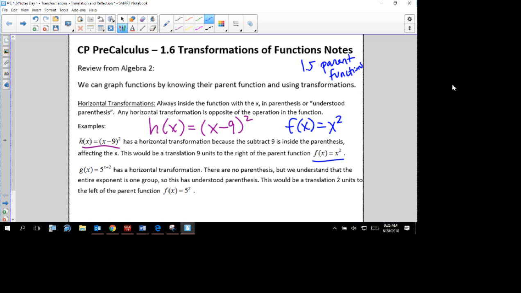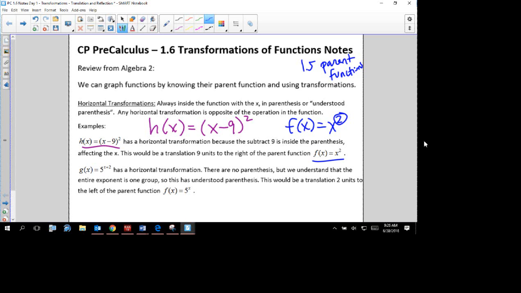What you want to do is determine if it's horizontal or vertical. If it's inside of the parent function, this parent function is squaring. Is that minus 9 part of that square? Is it inside of the function? Yeah, the 9 would end up getting squared at some point if you multiplied it out. So that's how I know that it's horizontal.